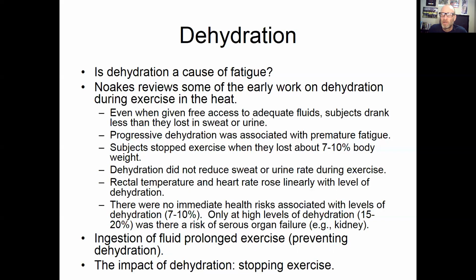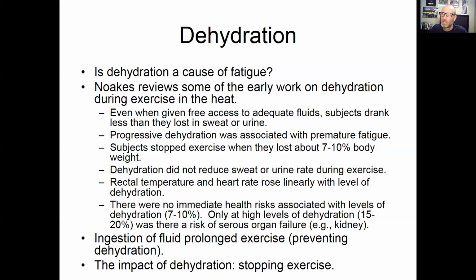All right, so let's talk about how much body weight we're losing. 7 to 10%, 10% of your body weight. I'm 180 pounds. That's 18 pounds. 18 pounds of loss of fluids for 7 to 10%. That's a lot of weight to lose. Now, I weigh myself before exercise. I weigh myself after exercise. I can lose a tremendous amount of weight on a hot day, but not 18 pounds.